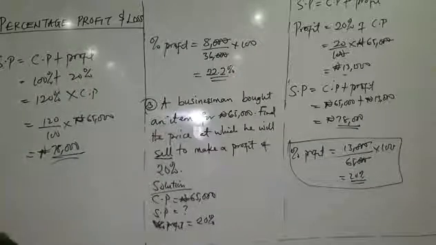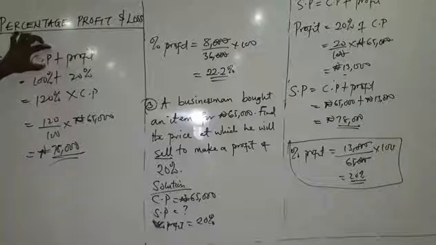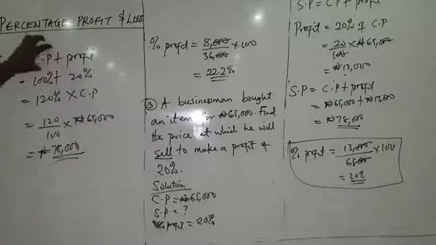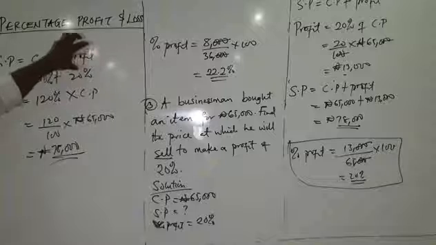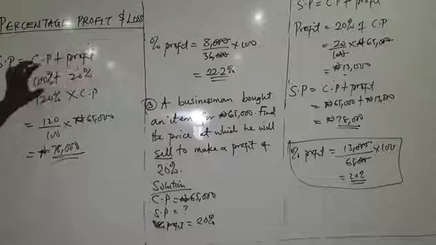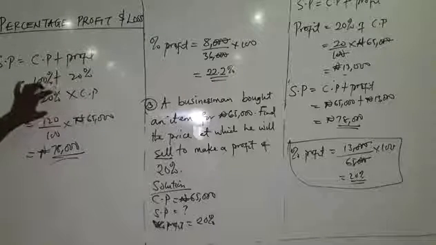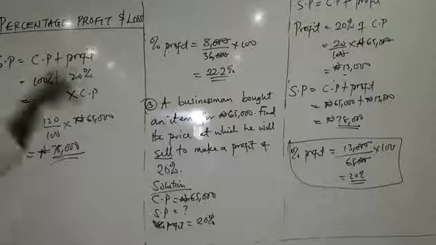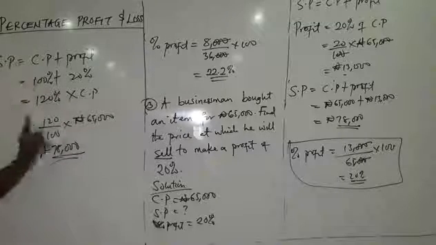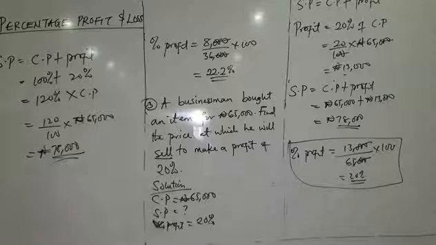Which is the same as what we have here. Is that clear? So this one is faster. You just assume that the cost price is 100% of the item, then you add the profit percent, which is 20. So 100 plus 20 gives 120. So 120% of the cost price will give you the selling price, which is 78,000 naira.